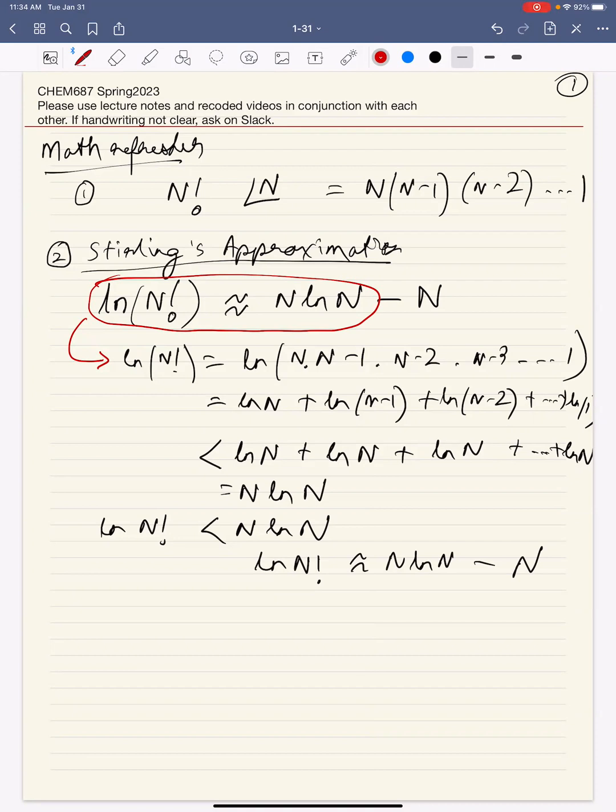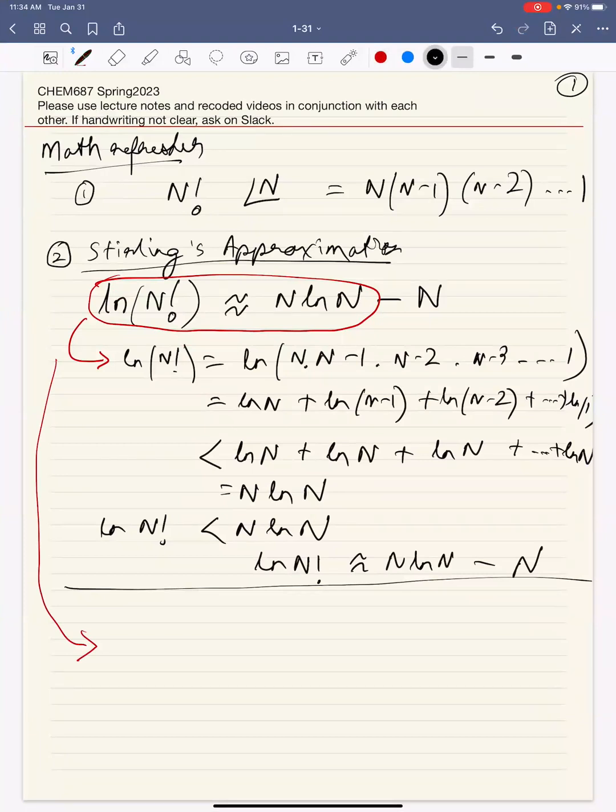The other way is, instead of a Taylor series, we can do an integral. For large n, we can replace the summation with an integral. I like this trick a lot because it shows you a mathematical operation that will be showing up in statistical mechanics a whole lot.